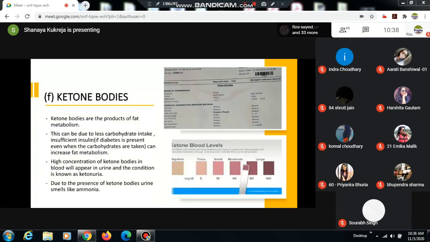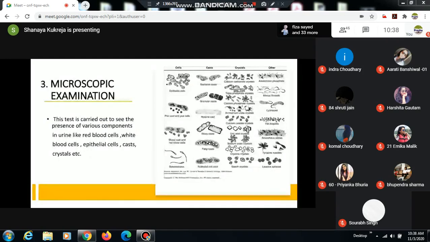Third is microscopic examination. This test is carried out to see the presence of various components like red cells, white cells, epithelial cells, casts, and crystals. There are different types of cells, casts, and crystals seen in the picture.